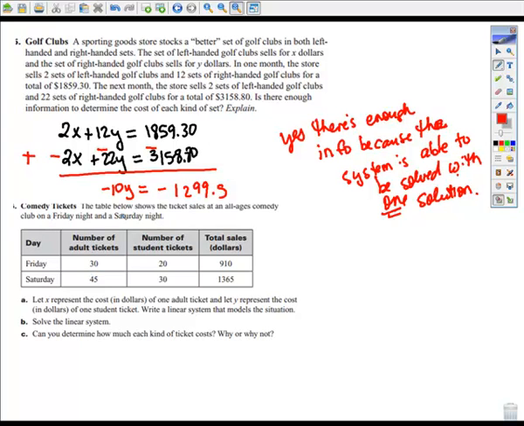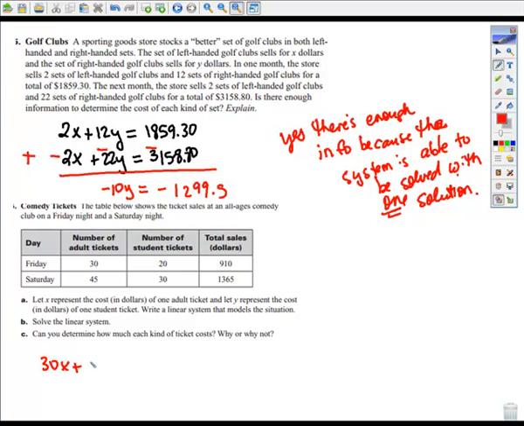Let's look at this last one, comedy tickets. The table below shows the ticket sales at an all-ages comedy club on a Friday night and Saturday night. So Friday night, they sell 30 adult tickets, 20 student tickets, and $910 total. Saturday, it's 45 adult, 30 student, and 1,365 total. So they're saying let X represent the cost in dollars of one adult ticket and Y is the cost in dollars of a student ticket. And they want us to go ahead and write a system.